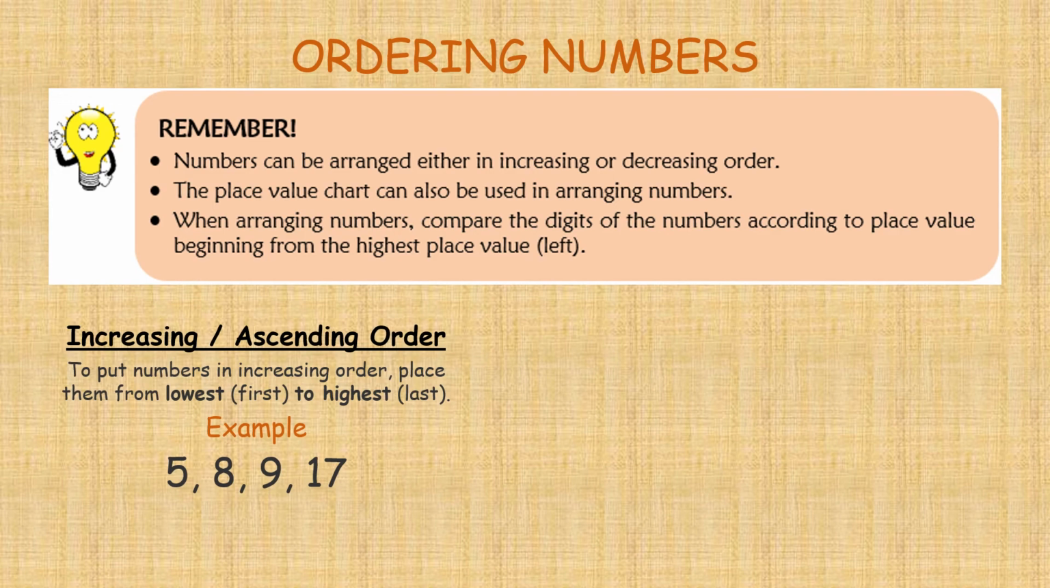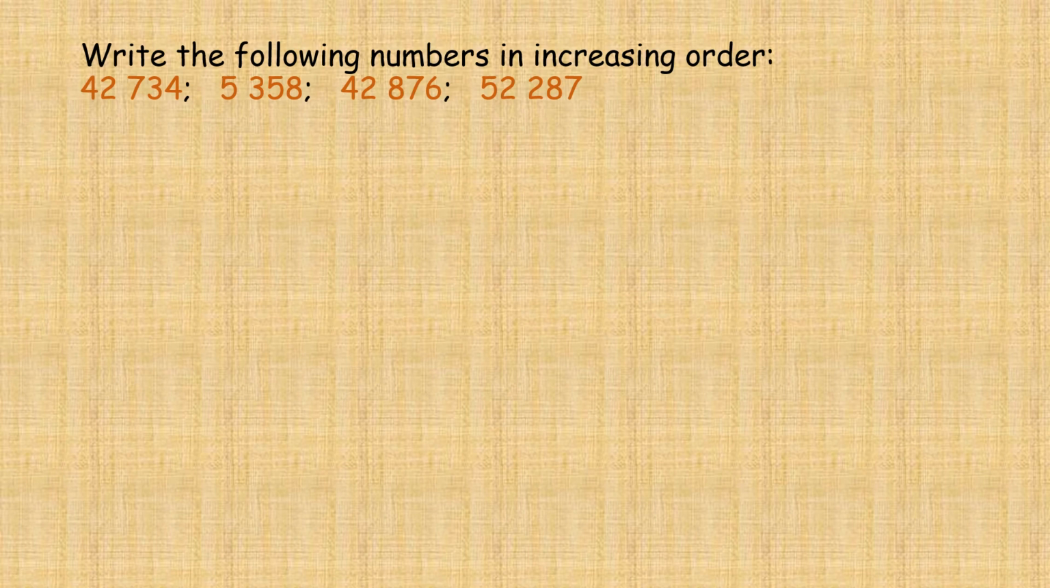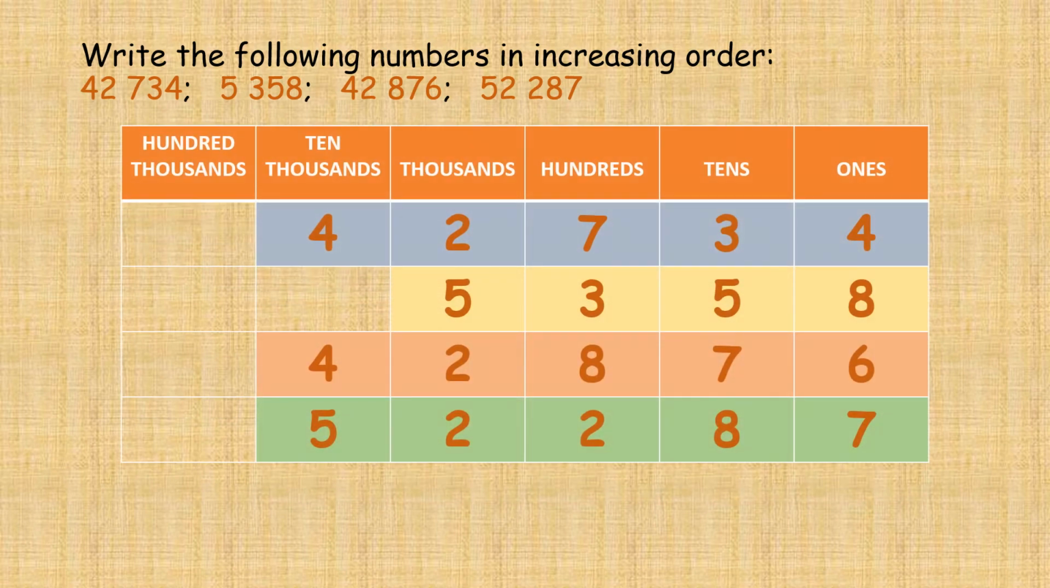Here's an example of numbers arranged in increasing order. And here's an example of numbers arranged in decreasing order. Let us have our first example. Write the following numbers in increasing order. Please remember that first, we should line up the number according to the place value. Second, we begin comparing from the highest place value or from the left. And third, we count the digits in each number before we compare the numbers.